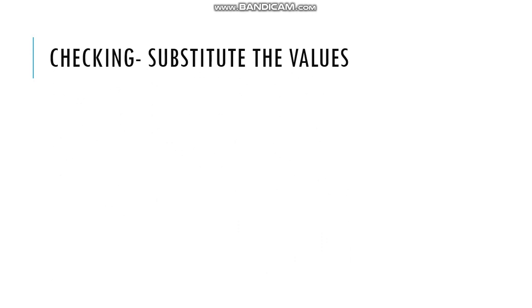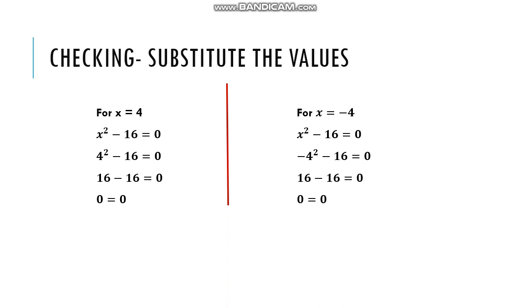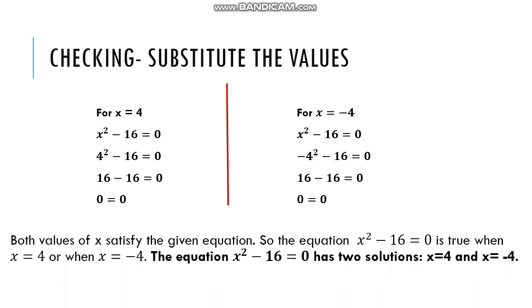Check by substituting the values. For x is equal to 4, please observe we get 0 is equal to 0. For x is equal to negative 4, as you observe, we get 0 is equal to 0. Both values of x satisfy the given equation, so the equation x squared minus 16 is equal to 0 is true when x is 4 or when x is negative 4. The equation has two solutions, and these are 4 and negative 4.